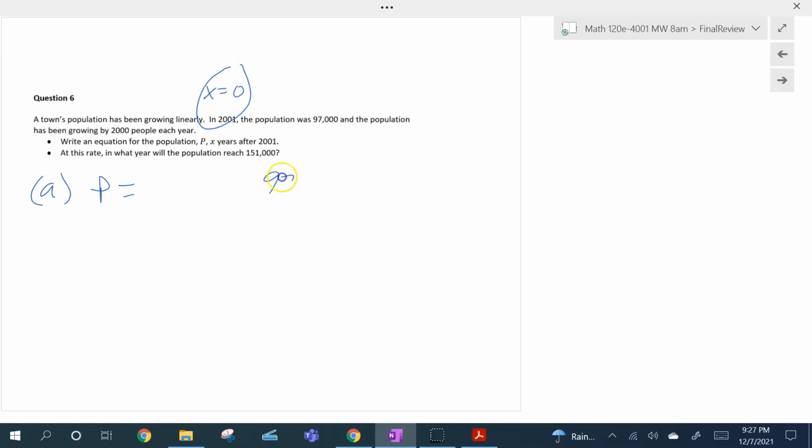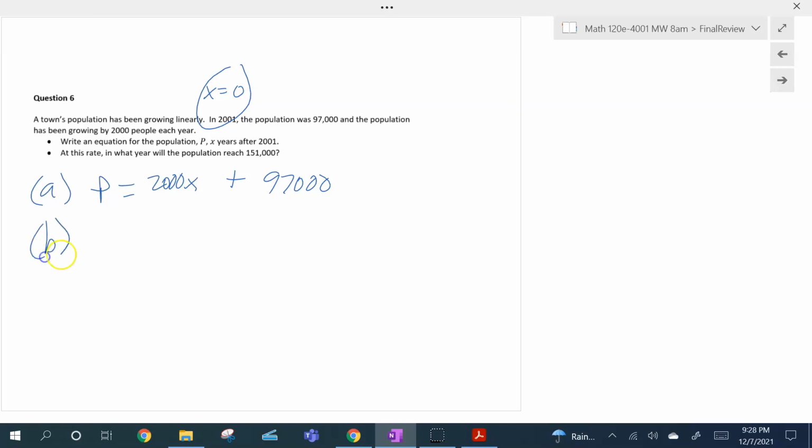So it's 97,000 plus 2,000 for every year. Alright, so notice if x is 0, it'd take out that 2,000x, that'd be gone, and we'd have 97,000. One year later, if I let x be 1, I'd have 2,000 times 1 plus 97,000. So in the year 2002, the next year, I would have 99,000, and so on, right? So there's our population equation, linear equation.